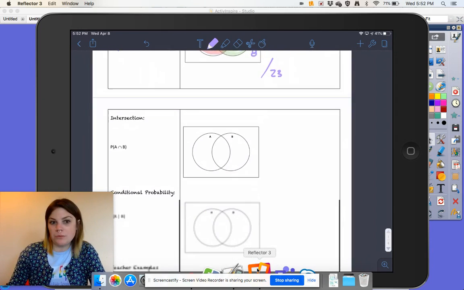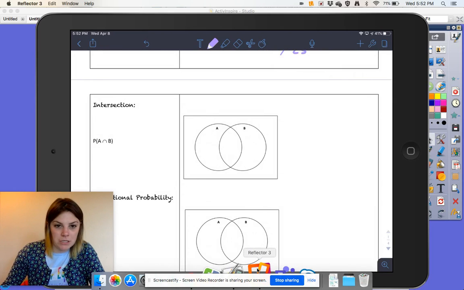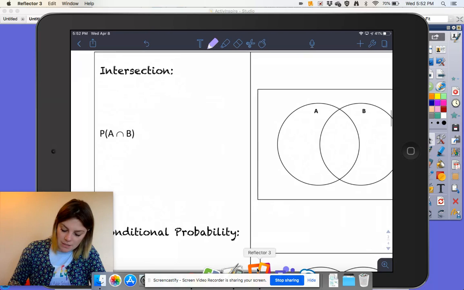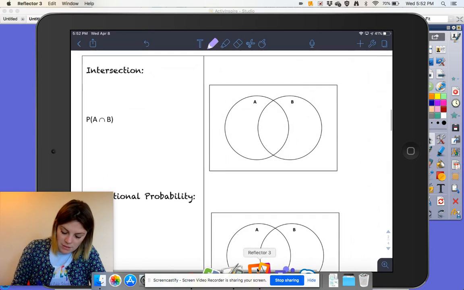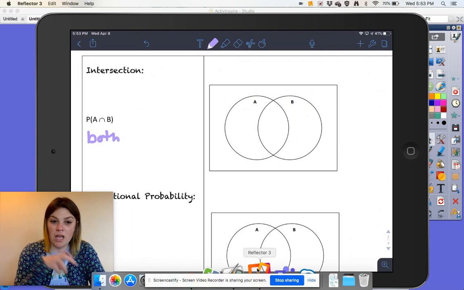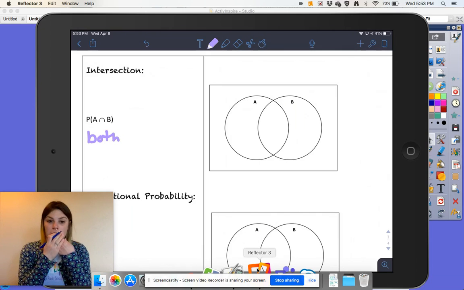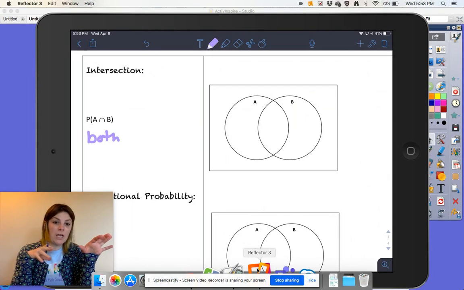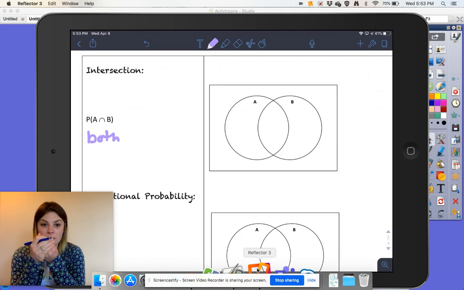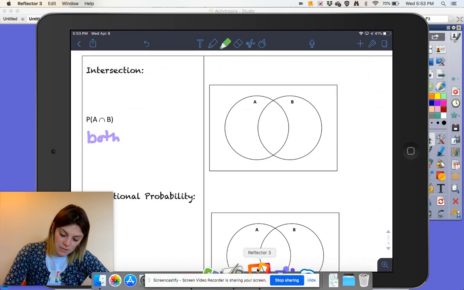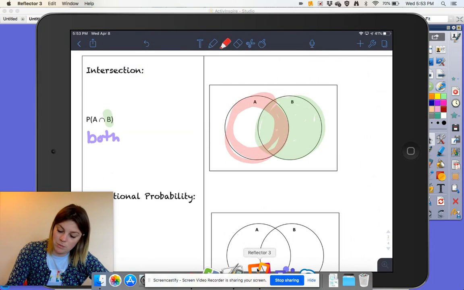Of course, you knew this was coming. It's the intersection next. So intersection means both, right? It has to be A and B at the same time. It can't be just B and it can't be just A. It has to be both of them at the same time. So again, let's use our strategy here. Shade the B one color. Shade the A the other color.